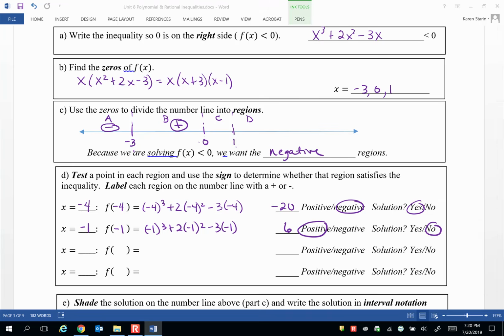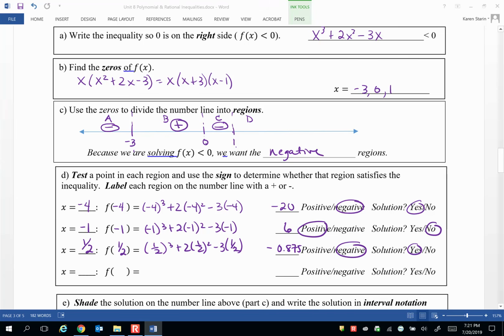Now I need to pick a number between 0 and 1. I'm going to have to work with a fraction of 1/2. So what is f of 1/2? Well, it's 1/2 cubed plus 2 times 1/2 squared minus 3 times 1/2. And if you did all of this math, you would get negative 0.875. So it's negative, so it is a solution. So section C is negative.